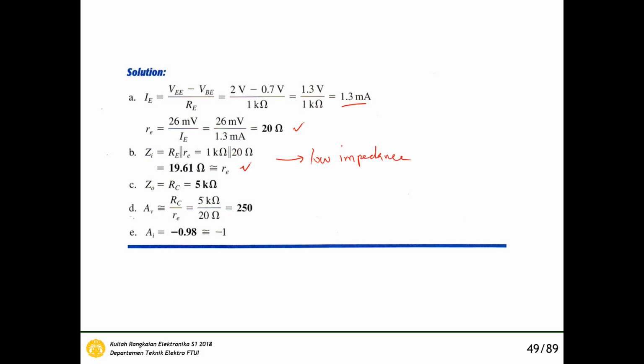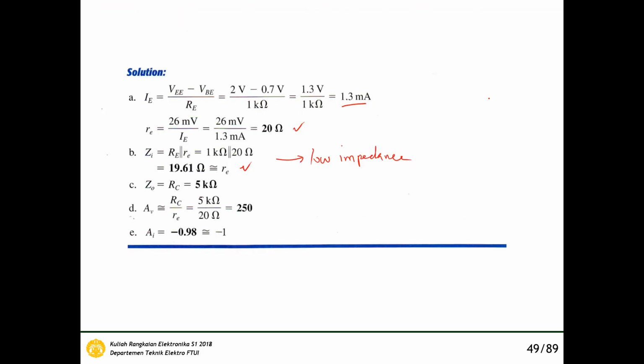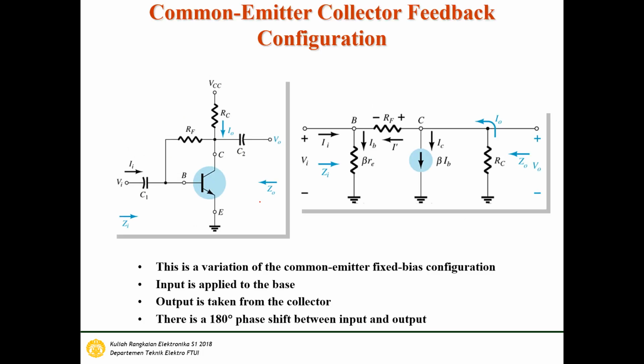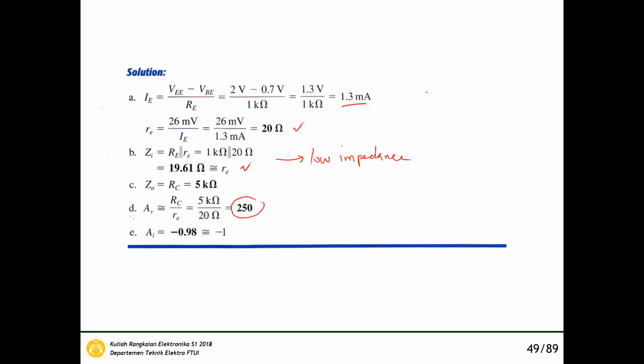And then ZO is equal to RC. RC is 5 kilo ohm, so ZO is 5 kilo ohm, and AV is RC per RE, as RC is 5 kilo ohm and small RE is 20 ohm. We got 250. And AI is minus alpha, and we got that alpha is 0.98, so AI is minus 0.98, or similar to minus 1.